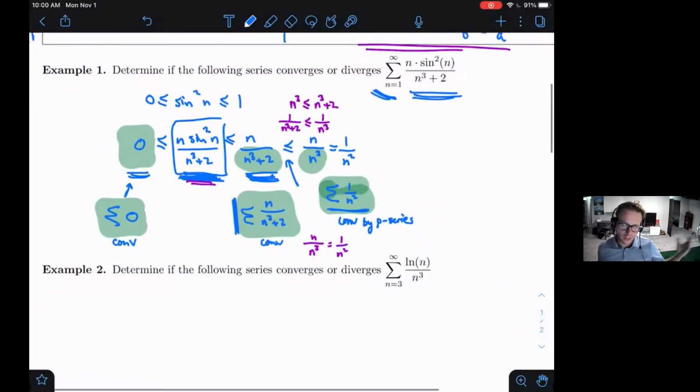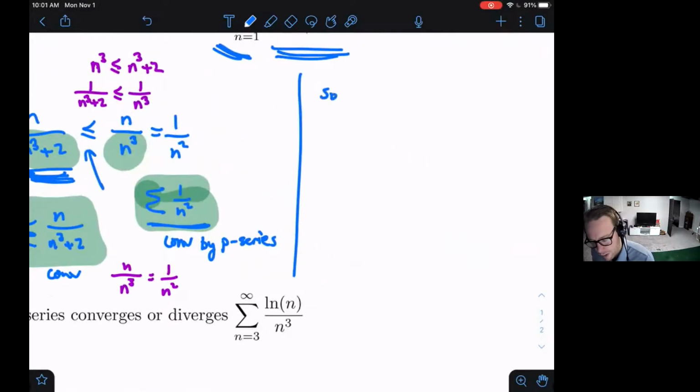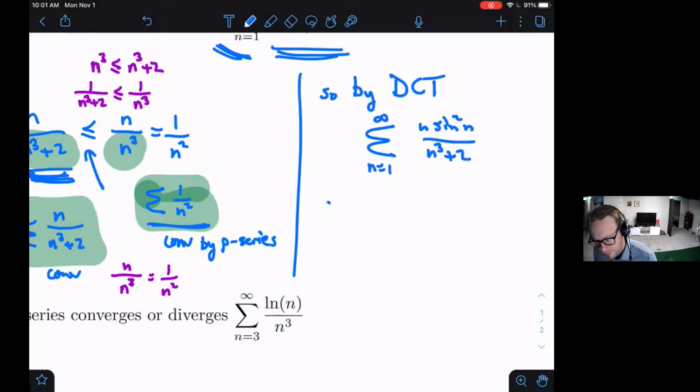So we know this larger thing converges by p-series. And so maybe over here, I'll just write my conclusion statement. So by the direct comparison test, our original series, n sine squared n over n cubed plus 2, summing from n equals 1 to infinity, converges.